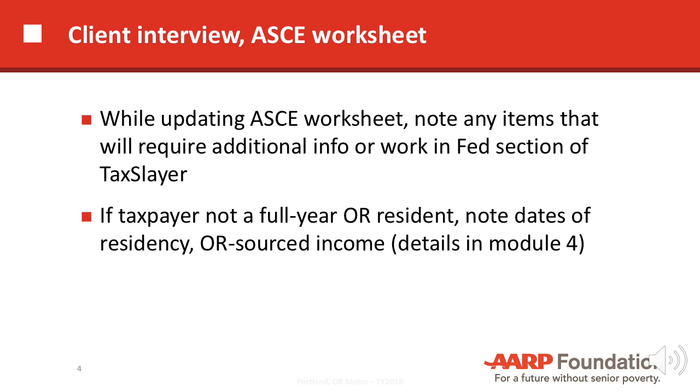And if the taxpayer or spouse is 65 years or older, you'll need to take a little time separating out their medical expenses for the special Oregon medical subtraction. We'll talk about both of these later in the module. And if the taxpayer is not a full-year resident of Oregon, be sure you note the dates of residency and which income is Oregon sourced. You'll want to be sure you know what came from where before you do the federal return, since there won't be a distinction made on the 1040 about what income came from what state.